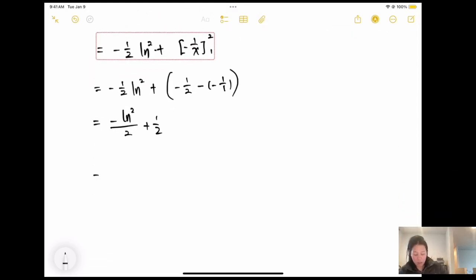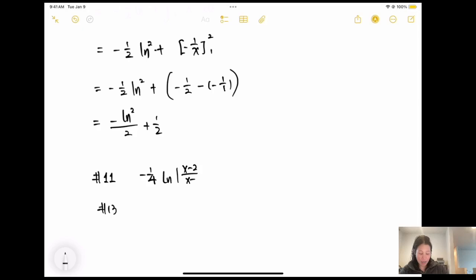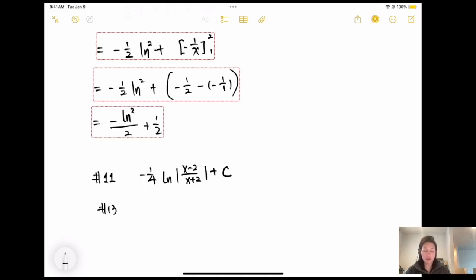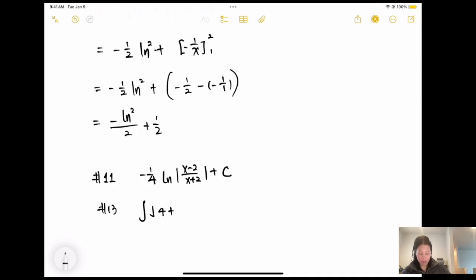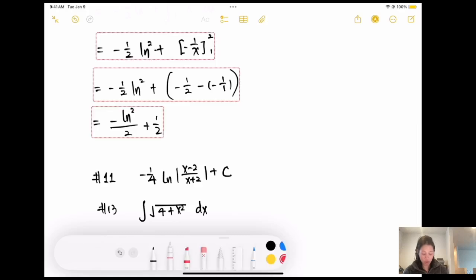Now I want you to do number 11 by yourself and number 13. So I can give you the final answer for number 11. It's going to equal negative 1/4 ln absolute value of (x minus 2) over (x plus 2) plus c. I want you to practice by yourself. This is going to use integration by parts. And then the next one, number 13, is the square root of 4 plus x squared, dx. This one you need to use the integral table to solve it.